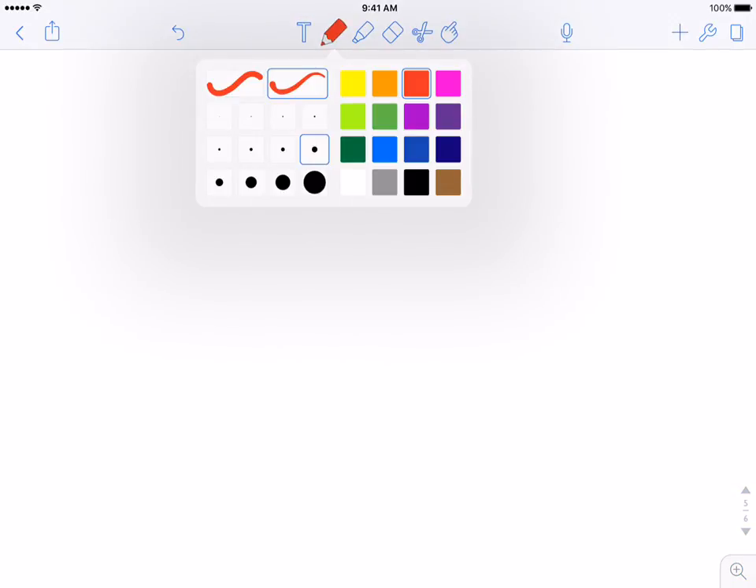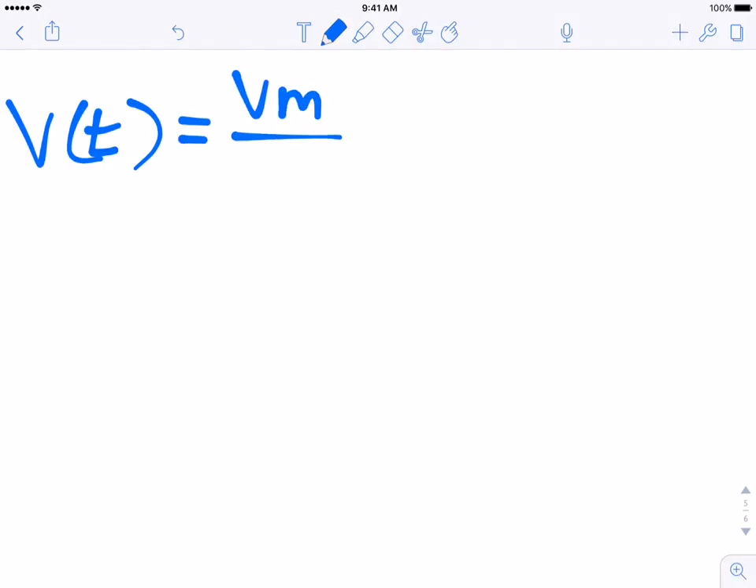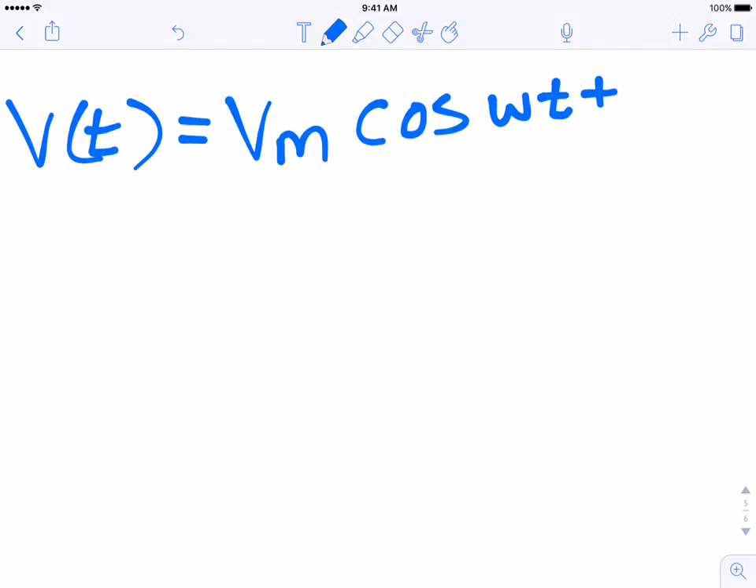Okay, so that's kind of it for complex numbers. The last thing we're going to look at is phasors. So when you have a voltage, let's take a voltage first. So when you have a voltage V of t, right, this equals Vm cosine of omega t plus some phase angle theta.